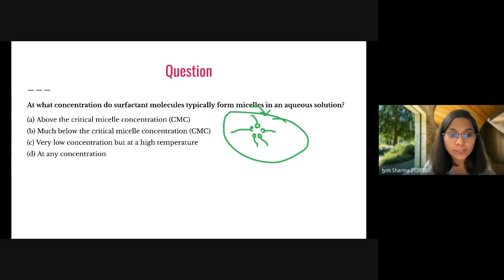So the answer is above the CMC. If we have a concentration above the CMC, the surfactant molecules will form the micelles, right? So A is the right answer.